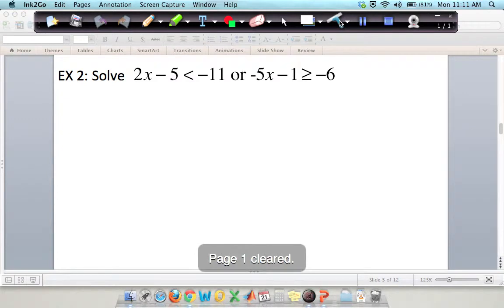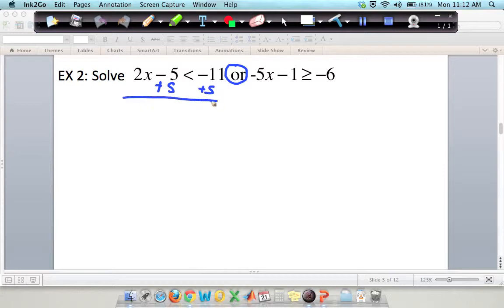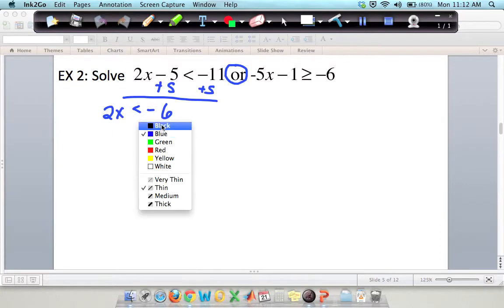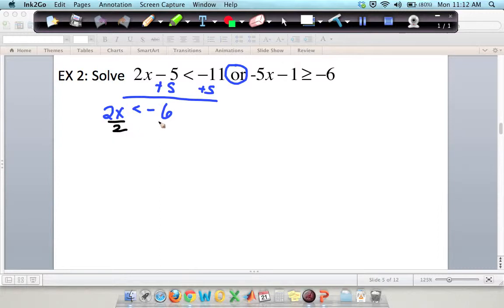Okay, so let's do another example. In this case, we had the word or, so we're looking for union. So everything in the set, not just what they have in common. So let's solve each one of these separately. On the left-hand side here, I'm going to add 5 to both sides, and I get 2x is less than negative 6. Divide both sides by 2, and we get x is less than negative 3.